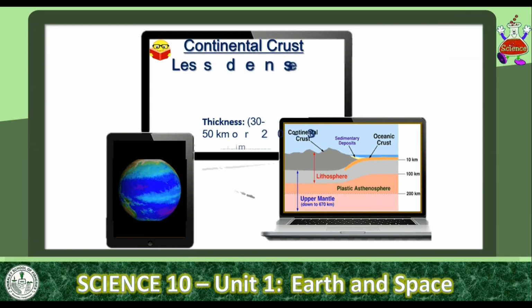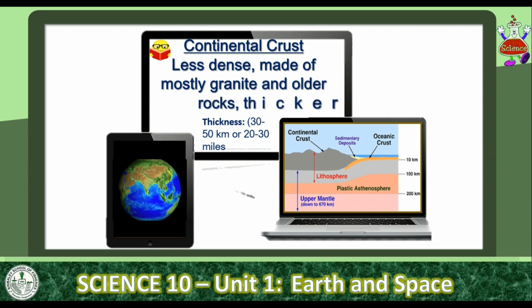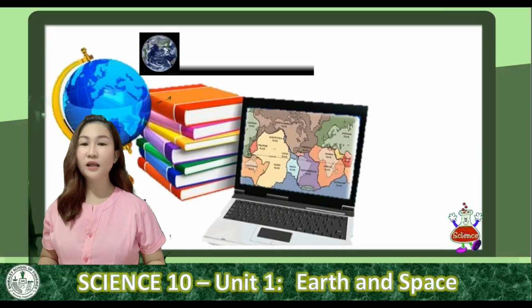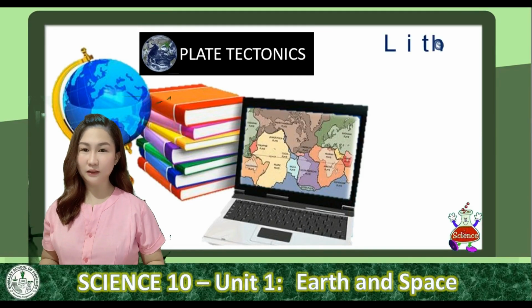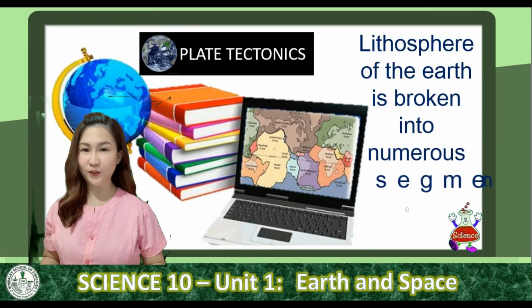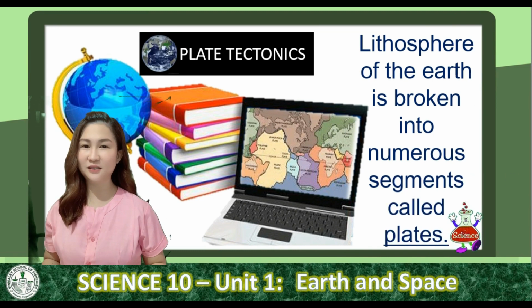The continental crust is thicker but less dense. Its thickness ranges from 30 to 50 kilometers or 20 to 30 miles. It is made mostly of granite and older rocks. According to the plate tectonics model, the entire lithosphere of the Earth is broken into numerous segments called plates.